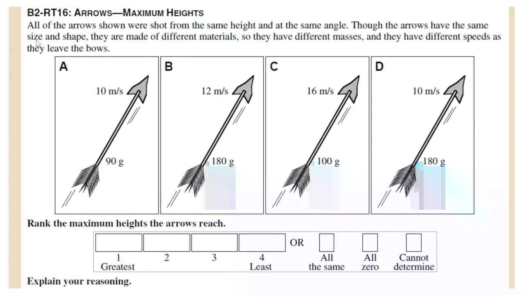Okay, so as I've mentioned previously, the key to answering these questions is coming up with the explanation first. So let's talk about the explanation first. The question here is asking you to rank the maximum heights the arrows reach. And so in thinking about how we are going to rank the maximum heights, the first thing that you should be thinking about is, what is the equation for the maximum height of a projectile?